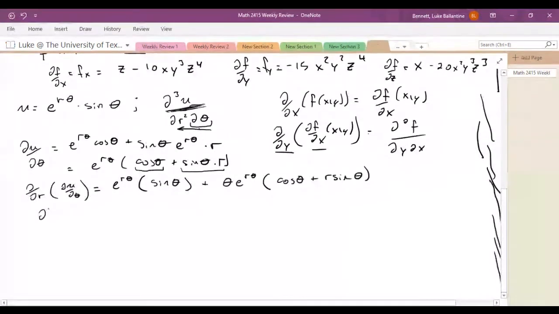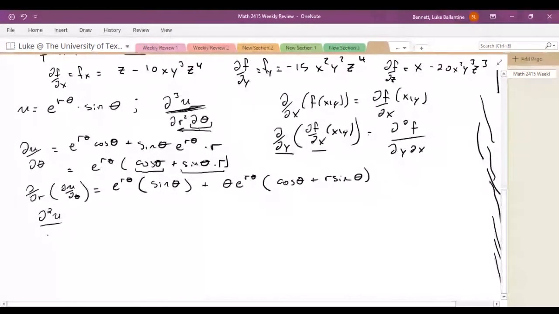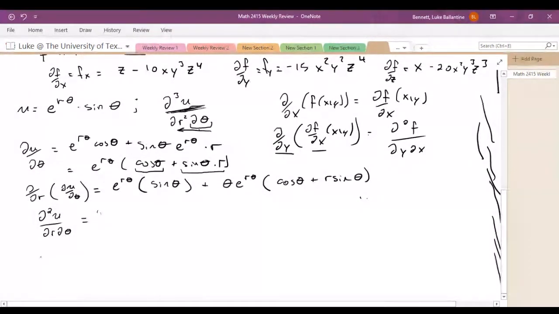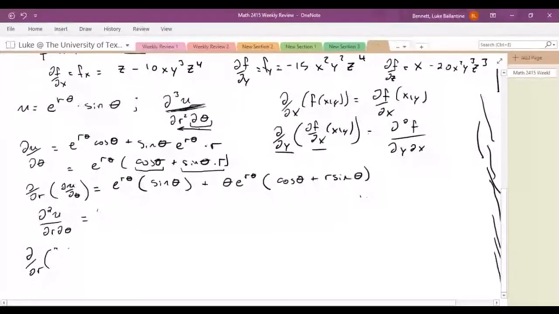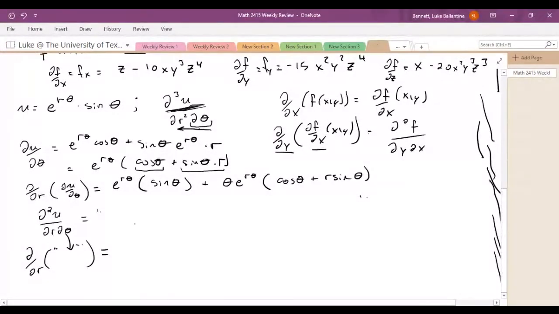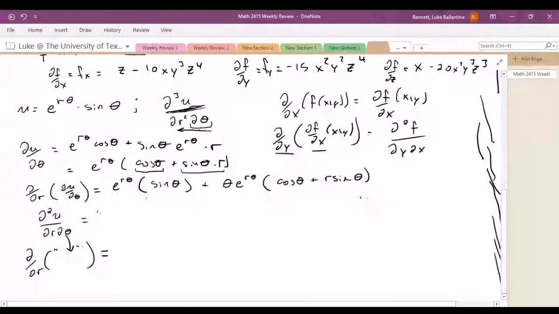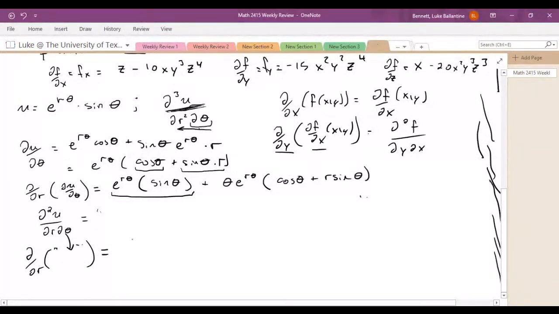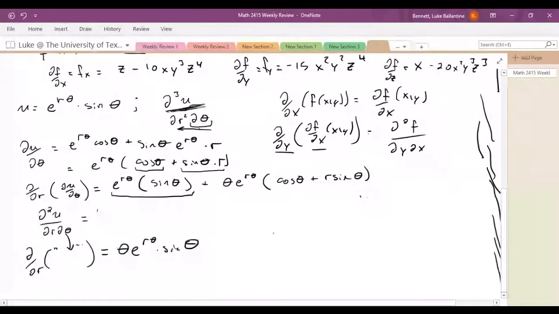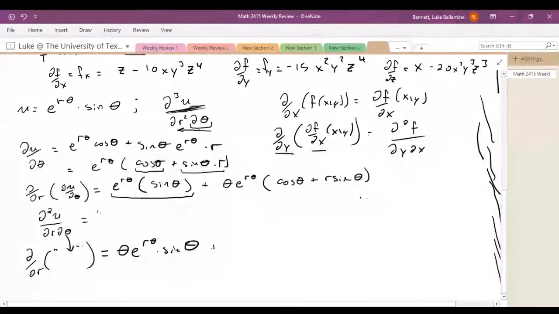So this is the partial squared of u with respect to r with respect to theta, equal to this guy. And so we're just going to take the partial with respect to r of the partial squared of u with respect to r with respect to theta. With this first term, differentiating with respect to r, we get theta e to the r theta times sine of theta. The second term with respect to r, we need the product rule.